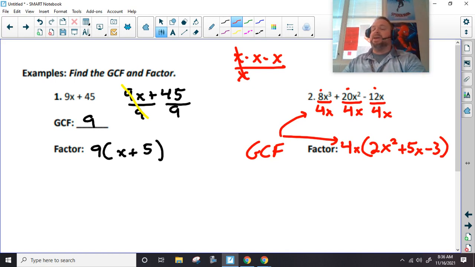If I have an x and I divide an x out, how many x's are left? None. So it goes away.